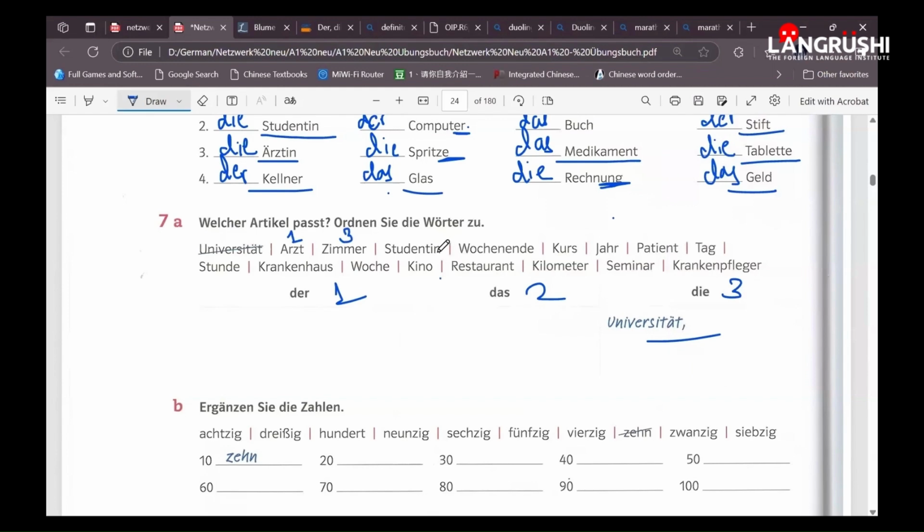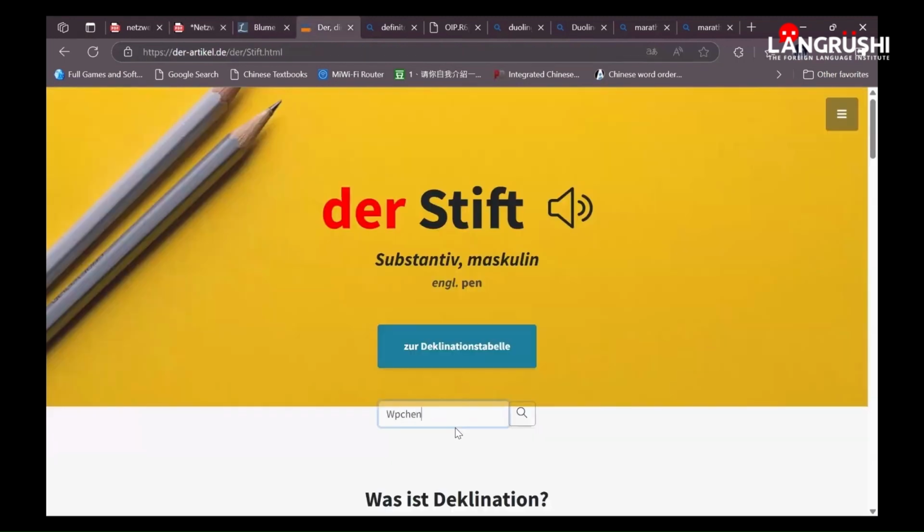What about Studentin? That's student. It should be die. Because it is feminine. Feminine, correct. Yes. Now let us look at this word. All of you search this word. Now, as per the spoken logic in English, it should be feminine. Okay, but now look.